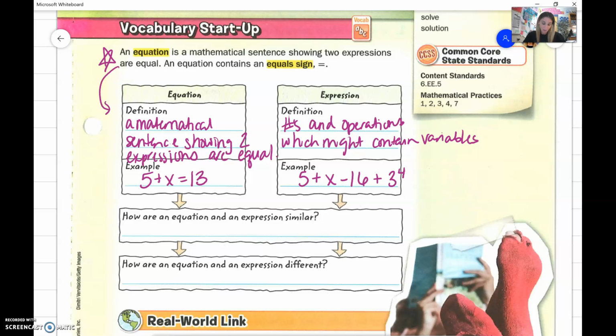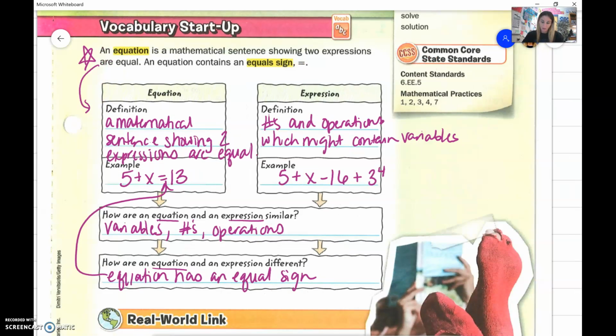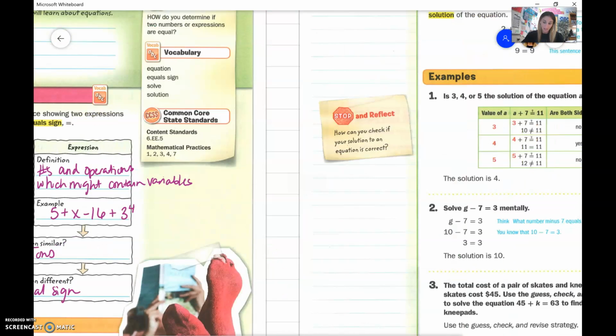All right, how are expressions, or how are equations and expressions similar? Okay, it looks like they can both have variables, they both have numbers, and they both have operations. Now, how are they different? How is an equation different from an expression? An equation has an equal sign. Okay, that is the big key thing, that an equation has an equal sign, an expression does not have an equal sign. Okay, moving on. There's your quick introduction to an equation.